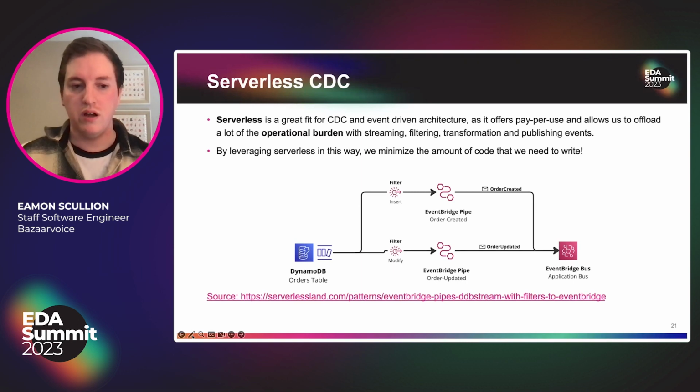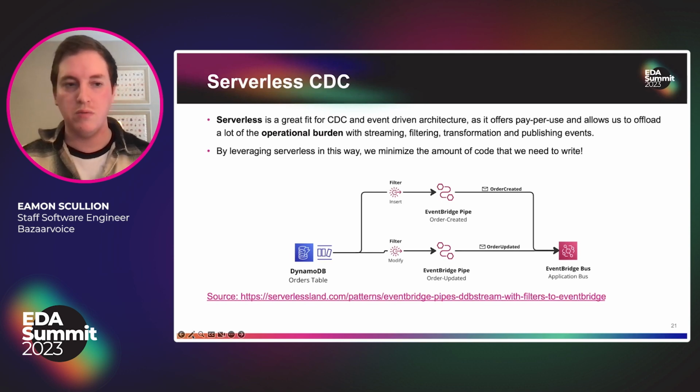So in this example, we have a DynamoDB table where we're writing our orders to, and we've set up a few Eventbridge pipes. These pipes allow you to filter, transform, and publish events. So we're filtering for each specific change that we want. It might be an order created, order updated, and then we're publishing those events to Eventbridge, where consumers can read them from. In this manner, there's very little that we need to do as users, and a lot of the heavy lifting is done by AWS.